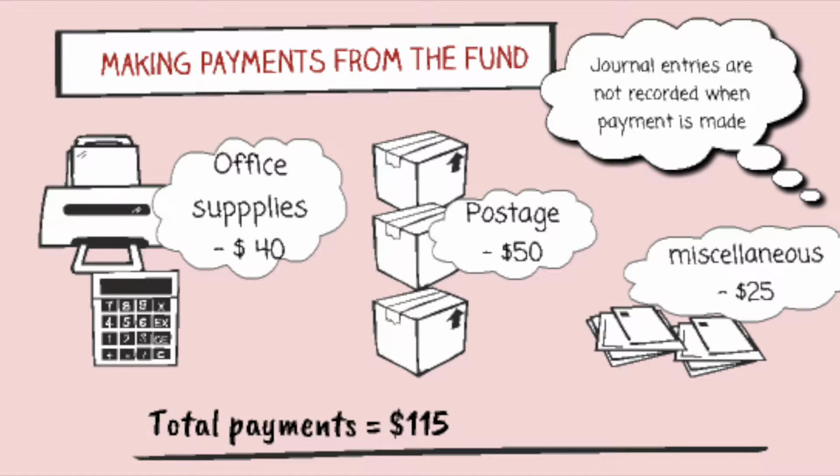Making payments from the fund. Journal entries are not recorded when payment is made, only when the fund is replenished. In the month of November, the following payments are made: $40 worth of office supplies for the purchase of a calculator and a printer, $50 worth of postage, and $25 under miscellaneous, totaling to $115.